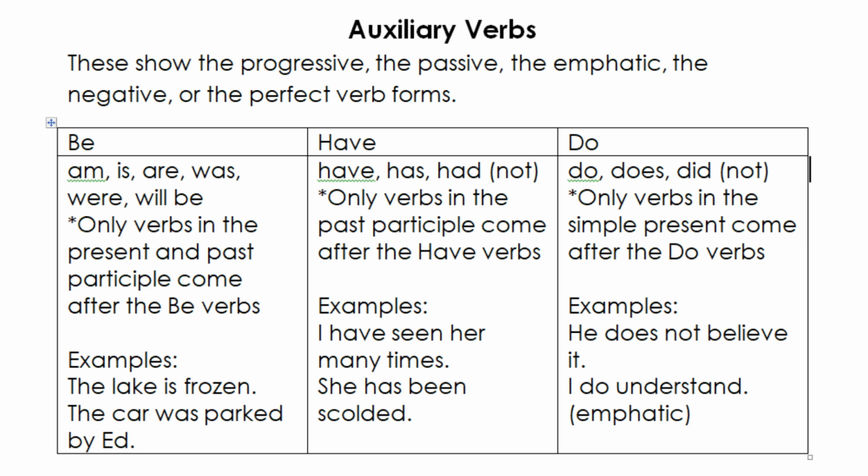The do verbs. Finally, we have the do verbs: do, does, and did. These are special because they help form questions, negatives, or add emphasis. Only verbs in the simple present form come after them. Examples: he does not believe it. I do understand. That's emphatic. It shows certainty or stress. So these three, be, have, and do, are your core auxiliary verbs. Each plays a different role, yet they all help bring meaning and precision to your main verb.